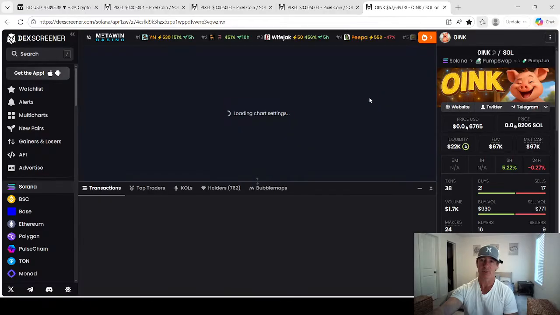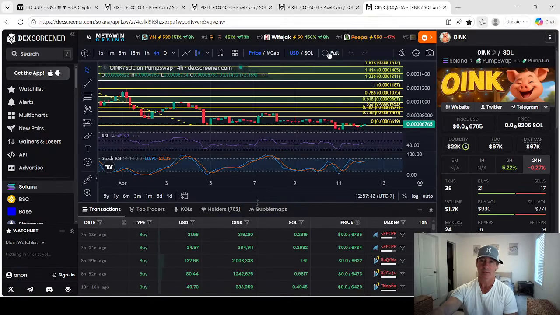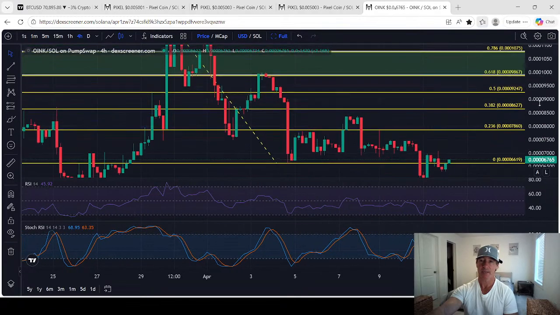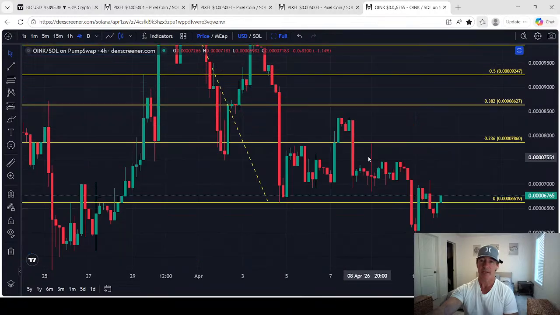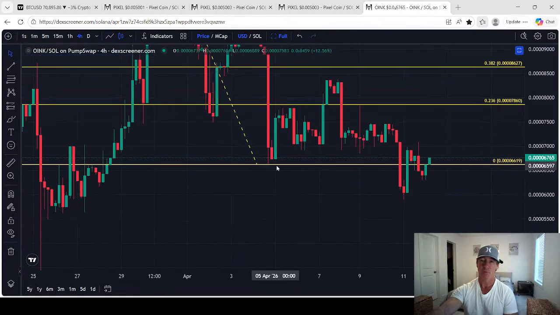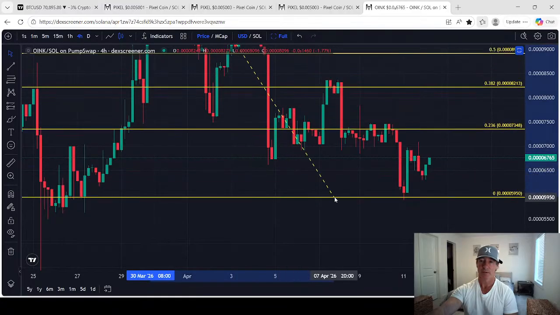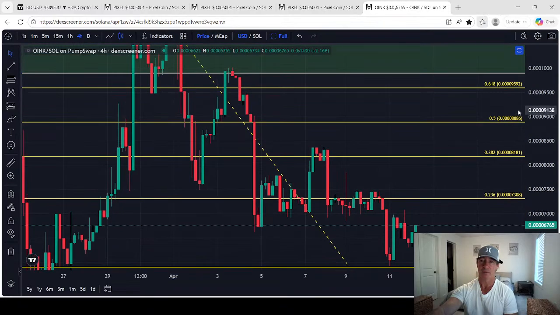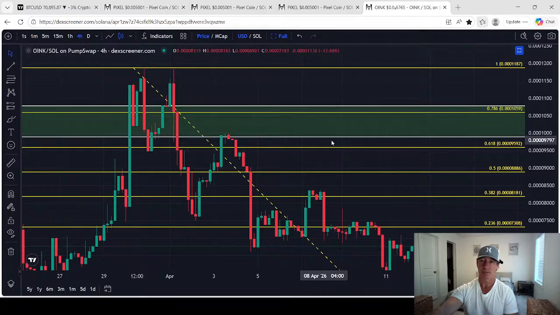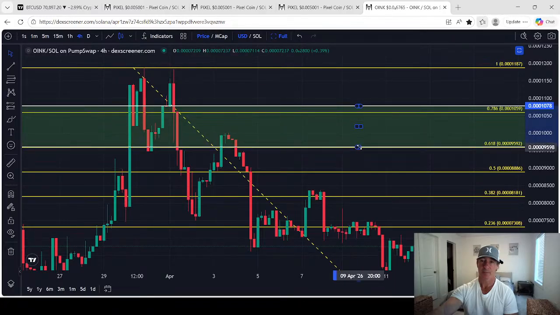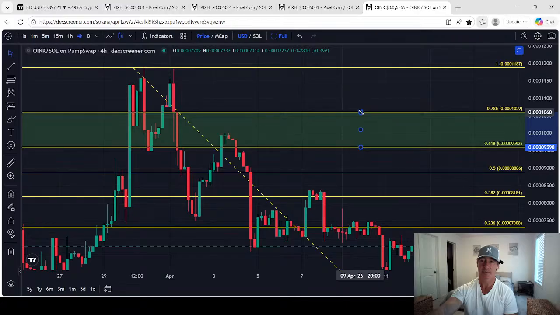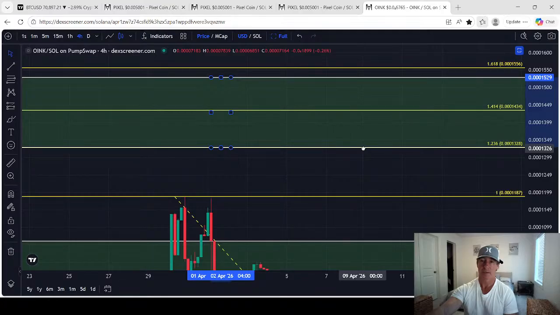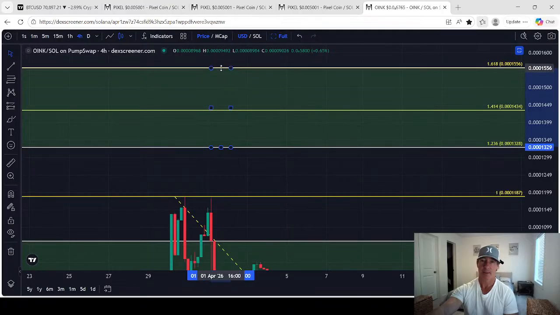Oink. Haven't looked at Oink in a while. So let's go full chart. So you can see it broke the support here. Come down some more. So let's look for higher targets right now. The holds. So the 618 right here, 786. Then higher targets between here, here.